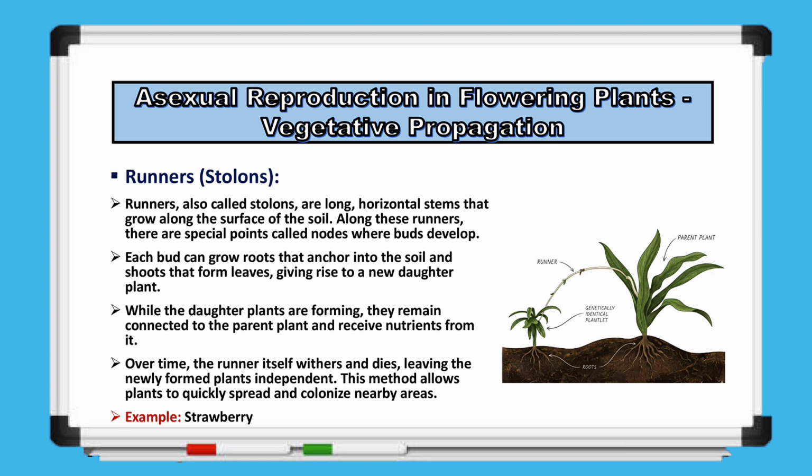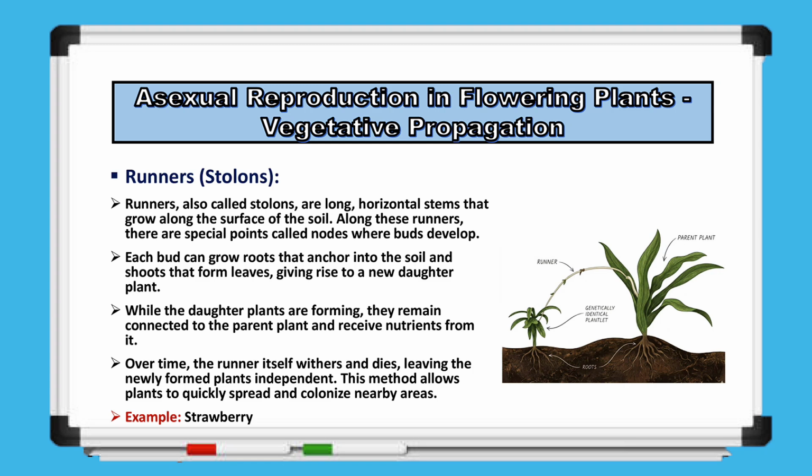The first example of vegetative propagation in flowering plants is through runners, also known as stolons. Runners are long, horizontal stems that grow along the surface of the soil. Along these runners, there are special points called nodes, where buds develop. Each bud can grow roots that anchor into the soil and shoots that form leaves, producing a new daughter plant. While the daughter plants are developing, they remain connected to the parent plant and receive nutrients from it. Over time, the runner itself withers and dies, leaving the new plants independent. This method enables plants to spread quickly and colonize nearby areas.